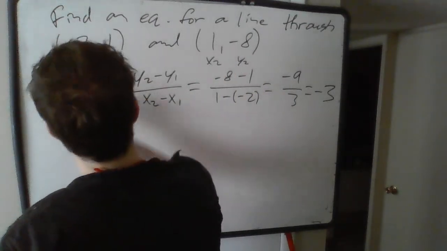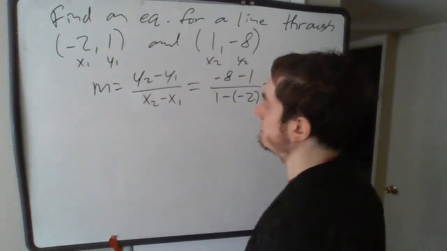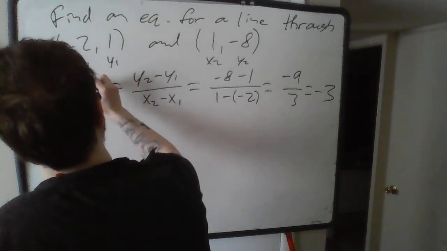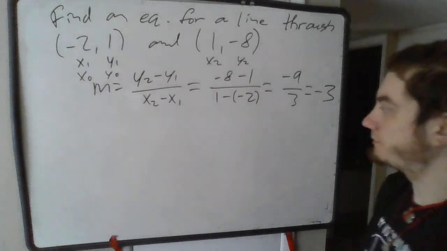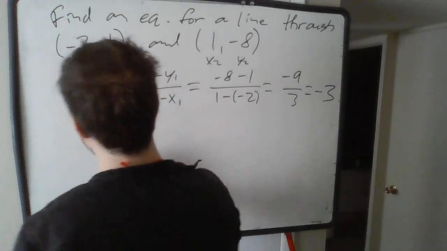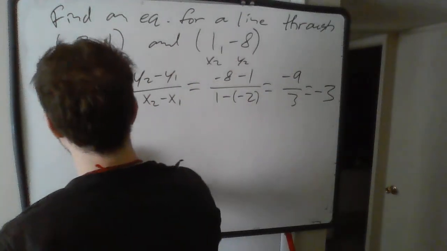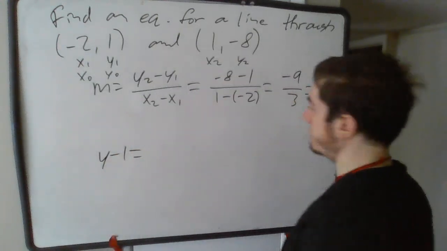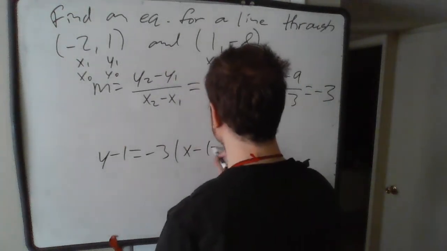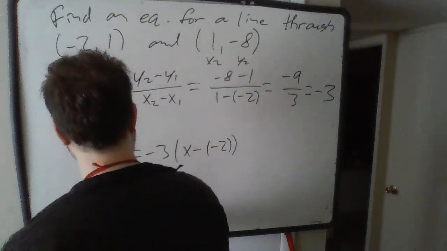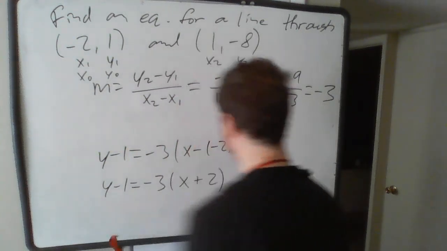Now I can pick one of my points to be point 0. I'm just going to pick this as my point 0. So I'm also going to think of this as my x0 and y0. I could pick this point over here instead if I wanted to. So this gives me, if I go back, refer back to your notes here on point slope form, I would get y minus 1 is equal to the slope, which is -3. And then that would be multiplied by x minus -2. So this would come out to be y minus 1 equals -3 times x plus 2.